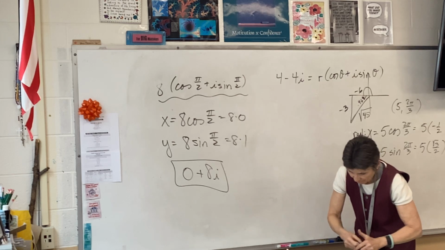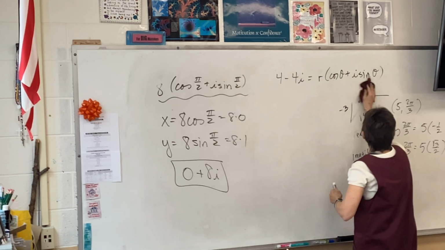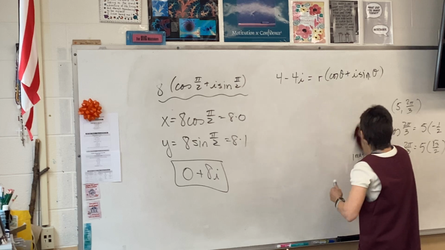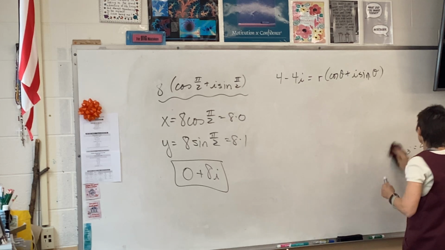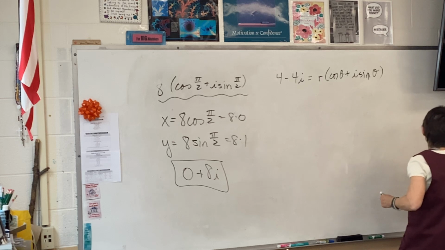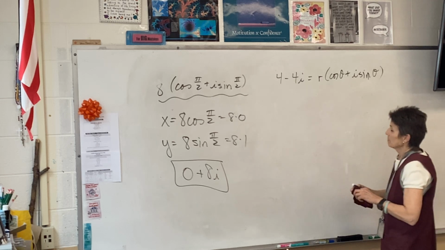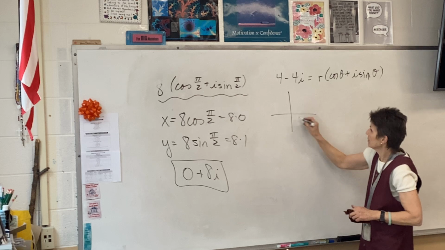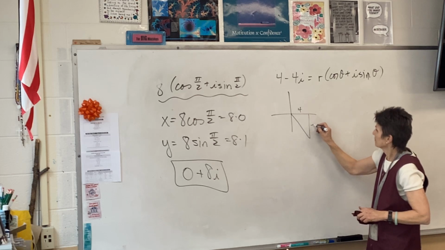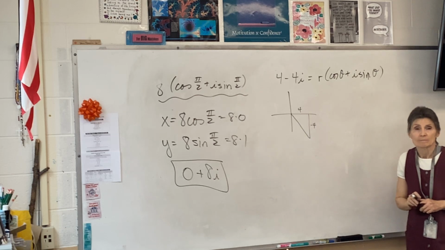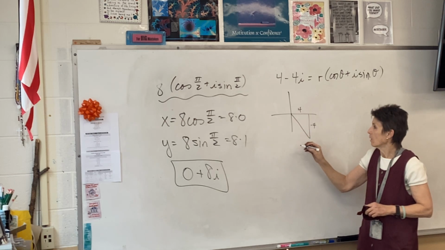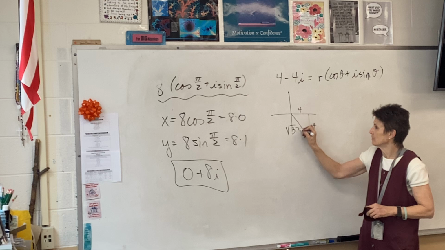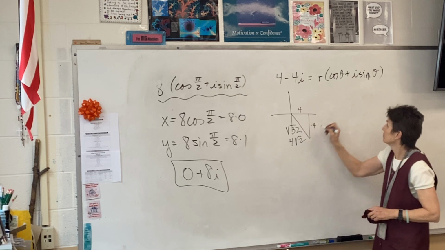So, here we go. These are the ones I like to graph. Don't have to. I'm going to plot the point 4, negative 4. This is r. So r is the square root of 32, or 4 root 2.